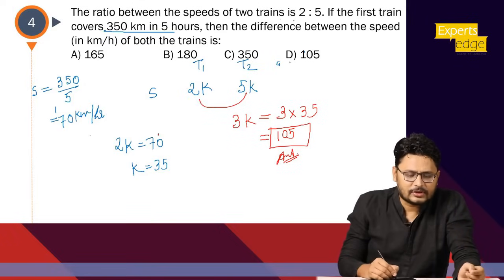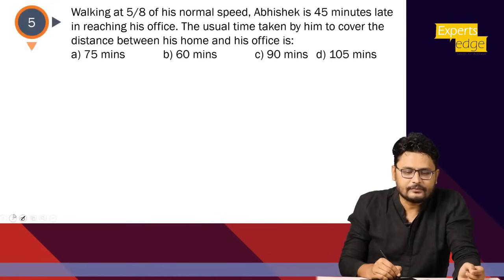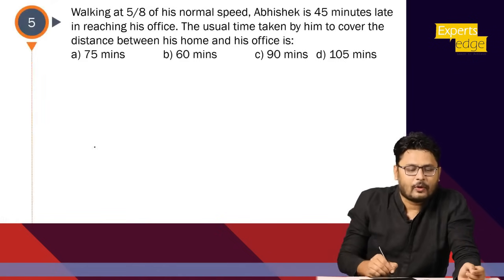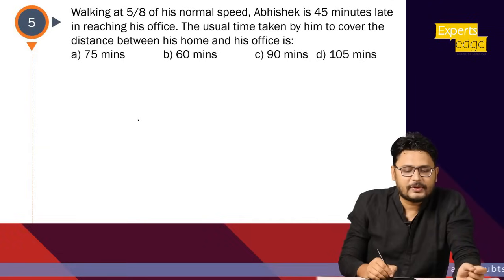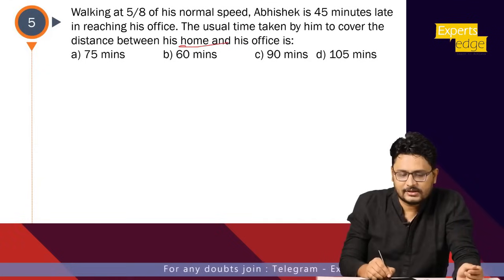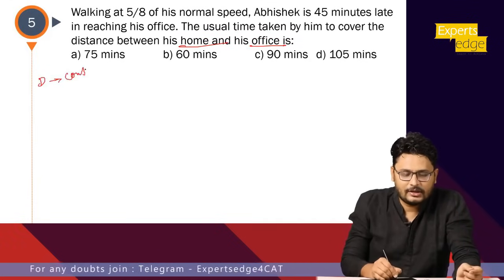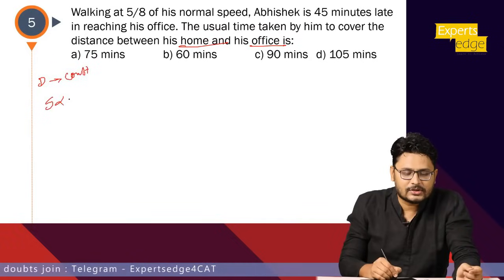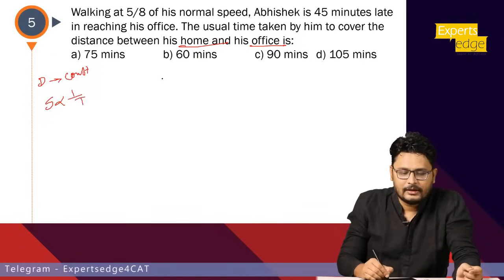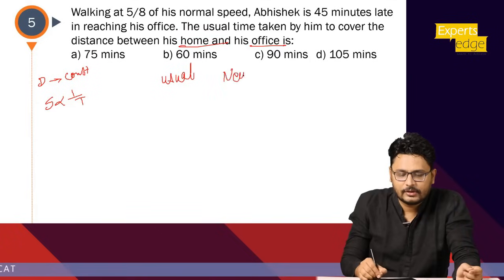So now let's go to the next question. Question number 5. Walking at 5/8 of its normal speed, Abhishek is 45 minutes late to reaching his office, right? What is the usual time taken between home to office? So home to office means the distance is constant. So again I'm writing here, distance is constant. That means speed is inversely proportional to time. Let's say this is a usual scenario or a normal scenario, and let's say this is a new scenario.